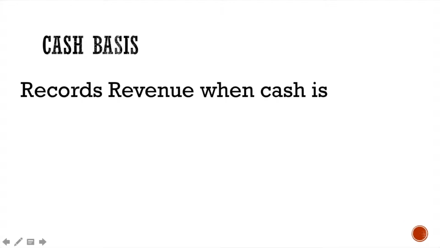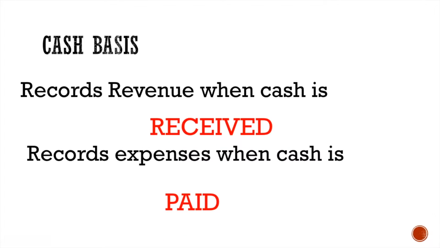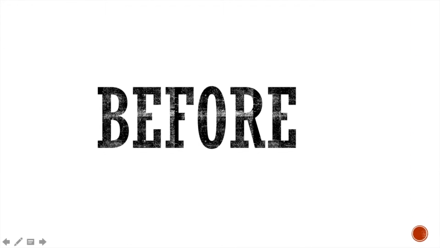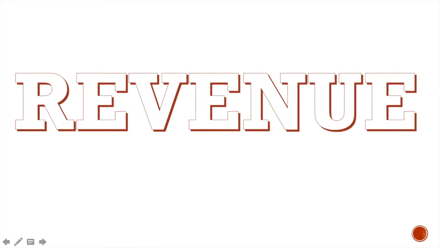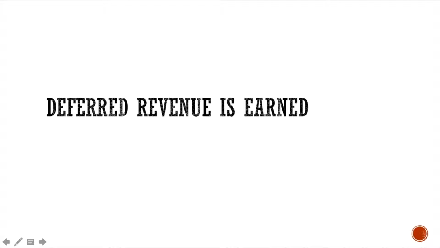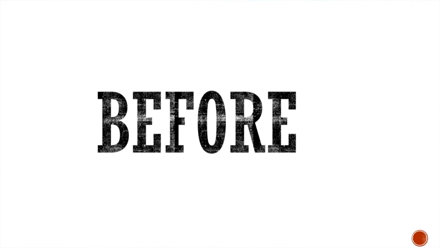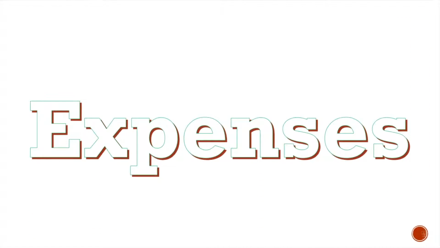There are 4 scenarios that can occur. Under the cash basis, revenue is recorded when cash is received and expenses when cash is paid. Scenario 1. Cash is received before revenue. Adjusting entry would be deferred revenue is earned. Scenario 2. Cash is paid before expense. Adjusting entry would be deferred expense is incurred.